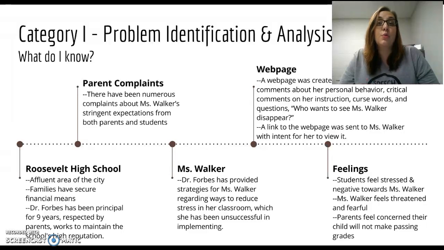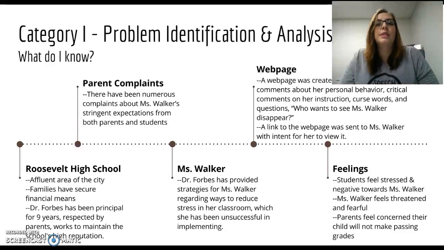There have been numerous parent complaints. We know this from the information provided about her stringent expectations in her classroom and the stress level of the students in her classroom. We know that with Miss Walker, Dr. Forbes has provided her with some strategies regarding ways to reduce the stress in her classroom, which she has so far been unsuccessful at implementing.